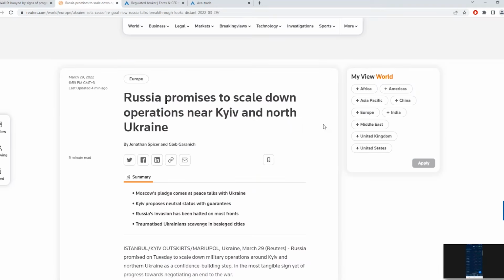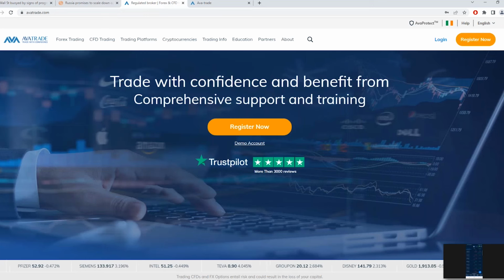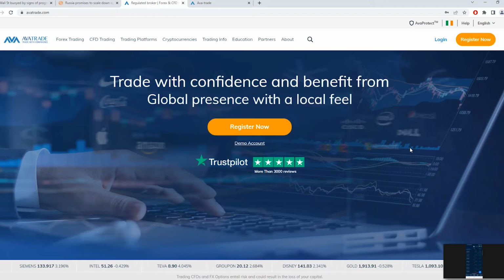And so then we look at another headline from another source. Russia promises to scale down operations near Kyiv and northern Ukraine. Some of that may be because they're reaching some peace agreements, which they had some talks today. Other parts of that could be strategic, maybe pulling back because they weren't able to achieve objectives in certain areas. But whatever the case may be, it's being viewed as positive right now by the markets, these headlines. And so it was pretty easy through the day today to pick the direction on these different instruments.